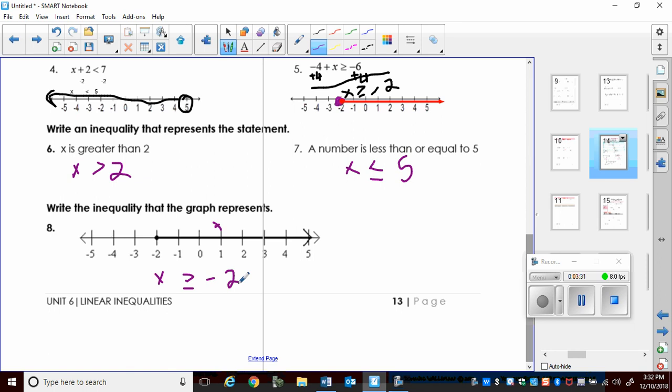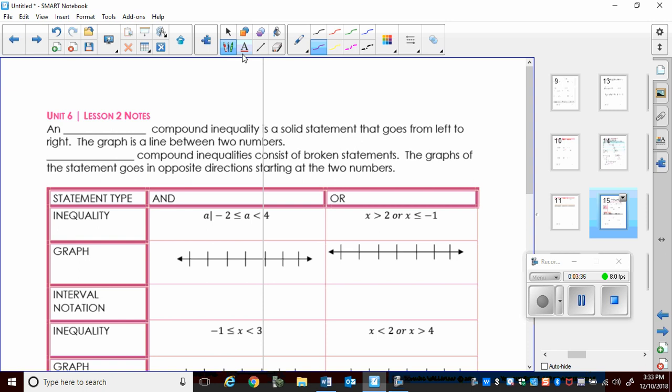So I hope that was relatively easy for you all. Okay, so we're going to get started. What we're working on today is something called compound inequalities. There are 2 types of compound inequalities. There's the and statement, and then there's the or statement.